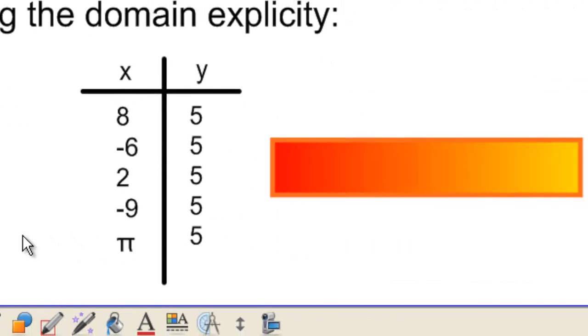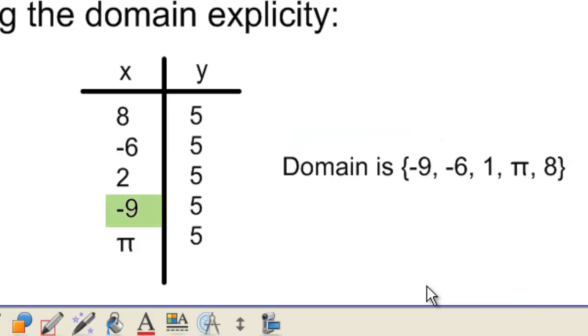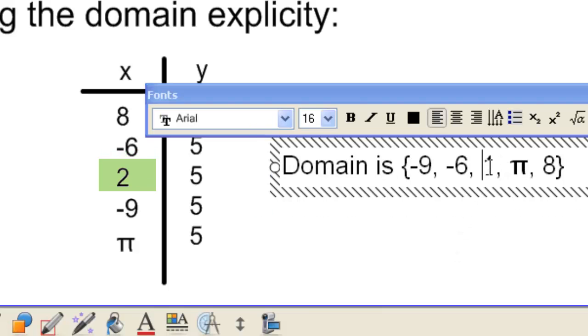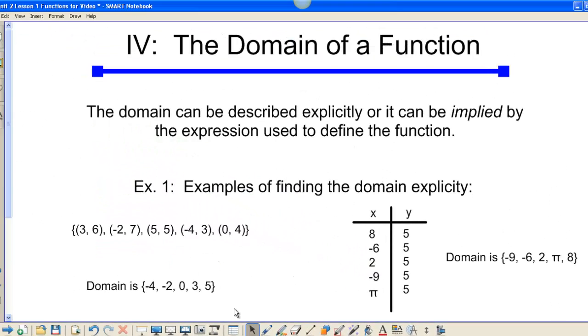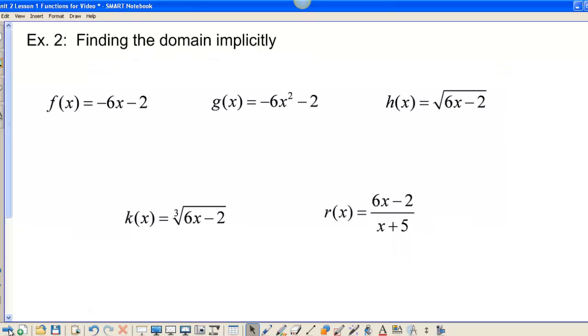If I was given the domain explicitly in a table of values, then your answers are right in front of you. It's the x column. And again, you just list those. So in this case, I listed them from least to greatest in numerical order. So we have negative 9, negative 6, and I should have that as a 2, not a 1, pi, and 8.